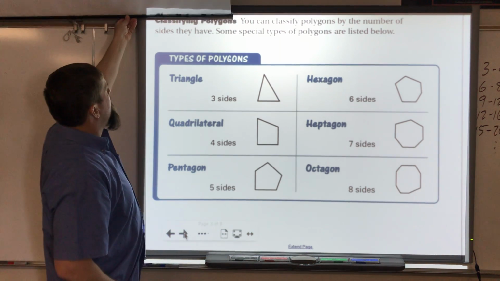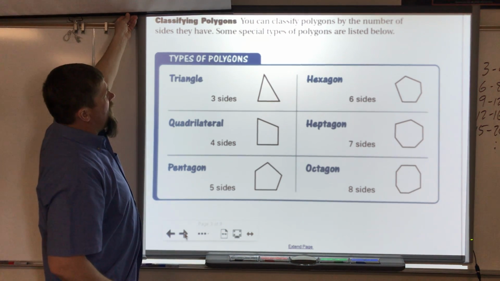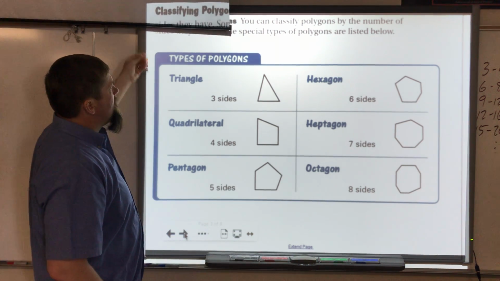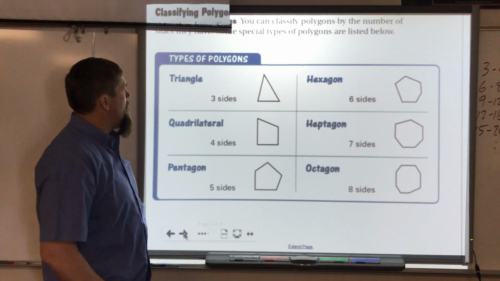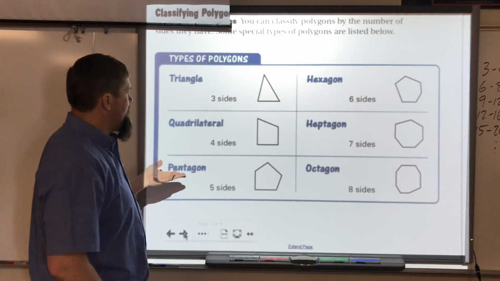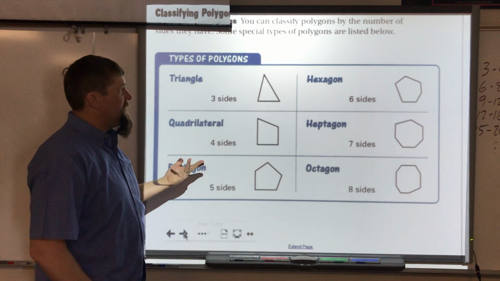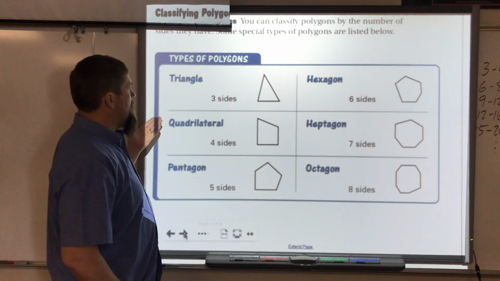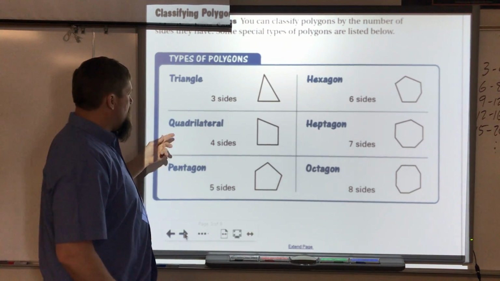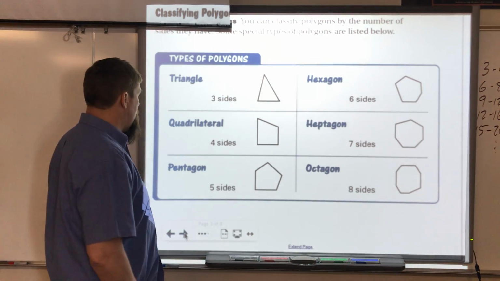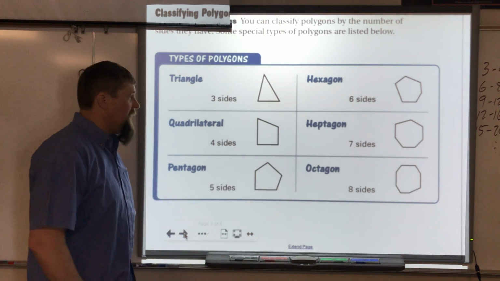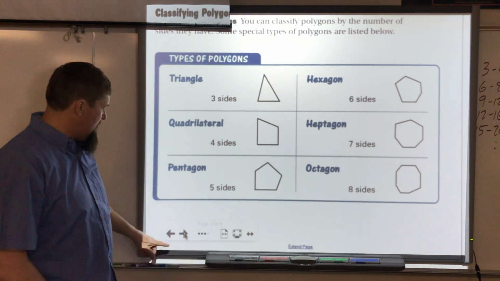Okay, classifying polygons. You can classify a polygon by the number of sides they have. Some special polygons are listed below. So basically, each of the polygons is classified with a name according to the number of sides. And we all know these, or most of these I'm assuming. Triangles 3 sides, quadrilateral 4 sides, pentagons 5, hexagons 6, heptagons 7, and octagon we know is 8.